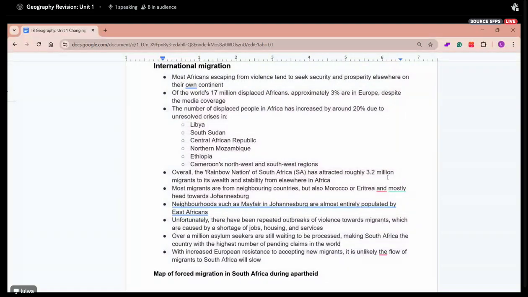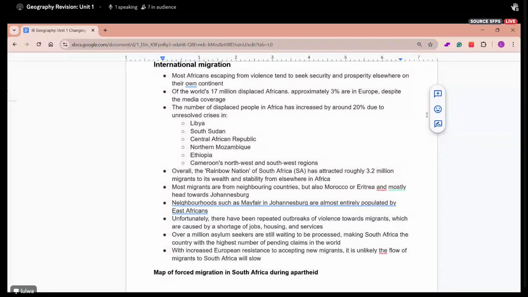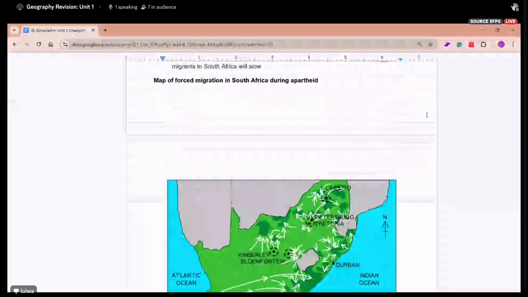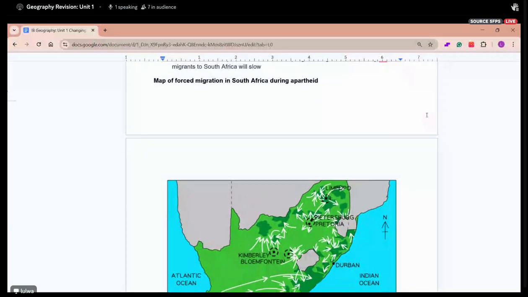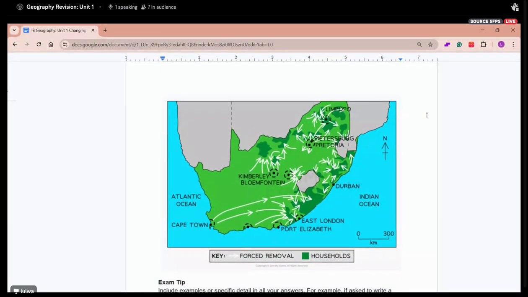Overall, the Rainbow Nation of South Africa has attracted 3.2 million migrants, and most migrants are from neighboring countries, but also Morocco or Eritrea, heading towards Johannesburg. And so here is a map of how there was forced migration due to apartheid.